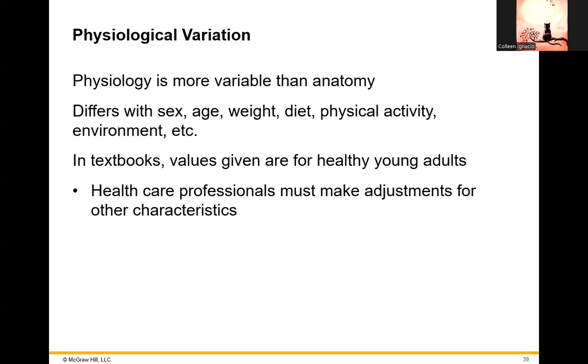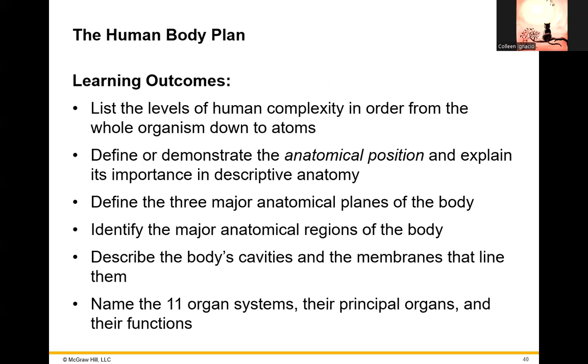And so we have to look at that as we are examining our patients and keep that in mind. All right, so now let's jump into the human body plan. This is where we're getting into some real nitty-gritty stuff. When we talk about the levels of complexity, it can also be called the level of organization. We're going to talk about the anatomical position, anatomical planes of the body, anatomical regions, body cavities, as well as their linings, and the 11 organ systems.